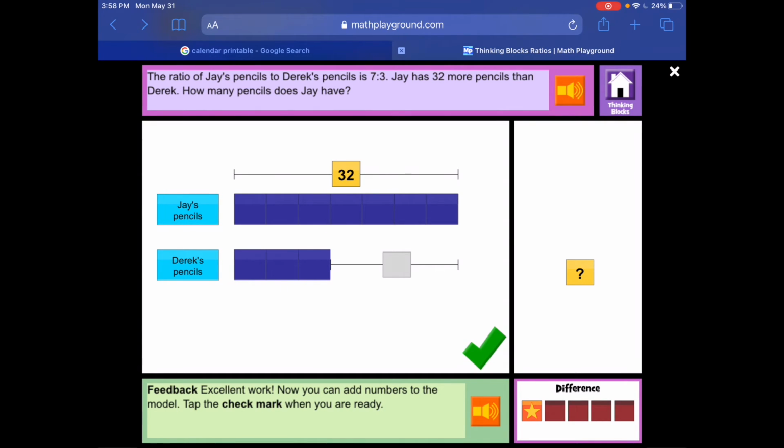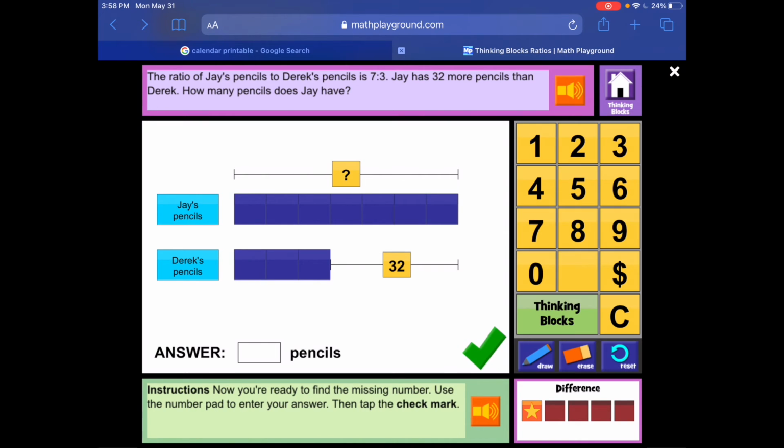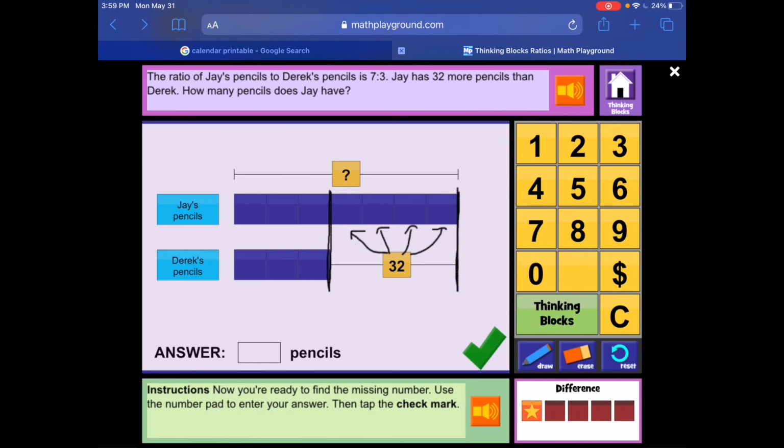Which means the 32 doesn't go here. If Jay has 32 more pencils, then the 32 actually goes in Derek's line. And the question mark goes on top. Now, one way that I know that the question mark has to go on top is because that's what the question said. How many pencils does Jay have? That's the question. So if we're looking now at why the 32 goes in Derek's line, it has to do with saying from here to here is 4 boxes. Jay has 4 more boxes, and these 4 represent 32 altogether. That's why the 32 goes there.